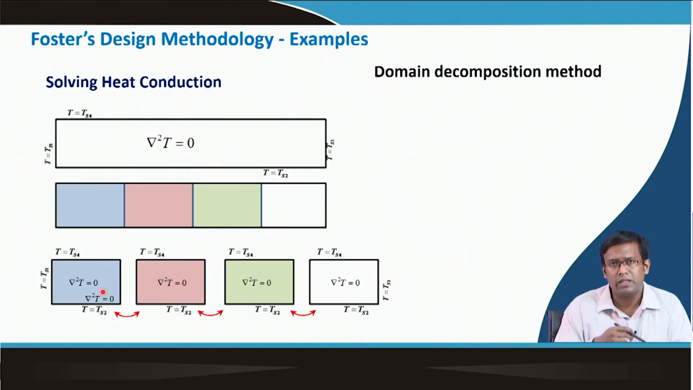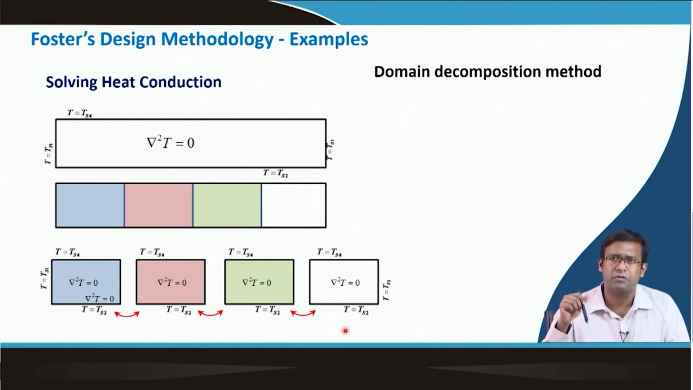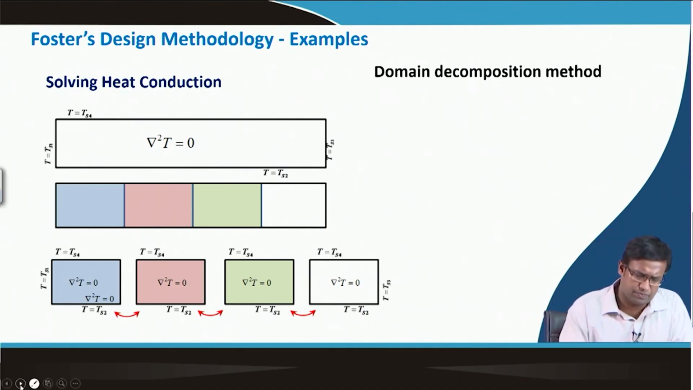This equation is solved using a numerical method in which it is converted into a matrix equation. While solving this matrix equation, we need to take data from one processor to another processor, and this has to be done dynamically at different stages of the solution. This is known as the domain decomposition method, and we will discuss it in great detail when we discuss MPI programming, but let us quickly see it in terms of Foster's methodology.